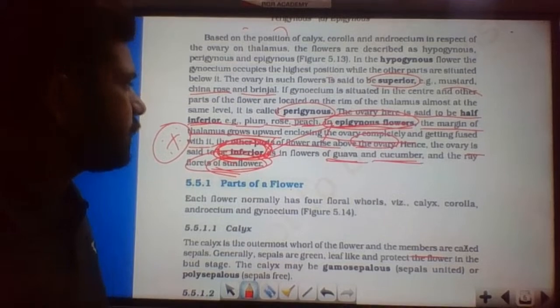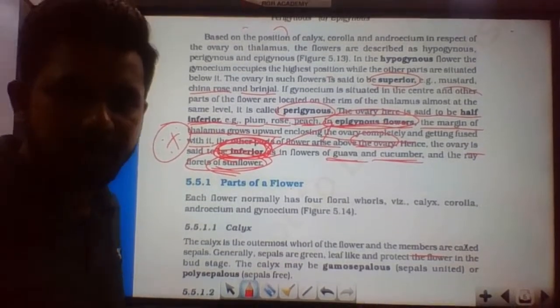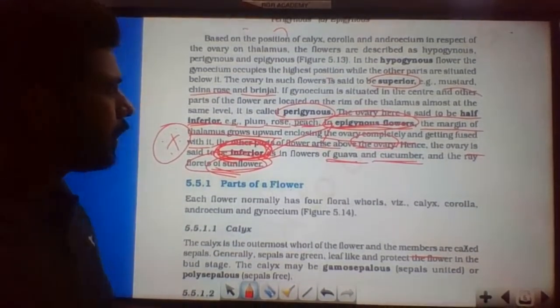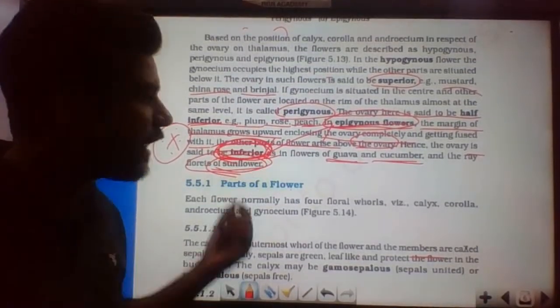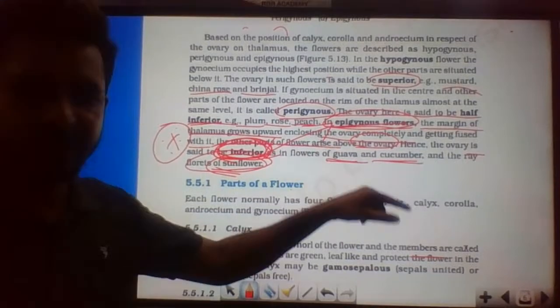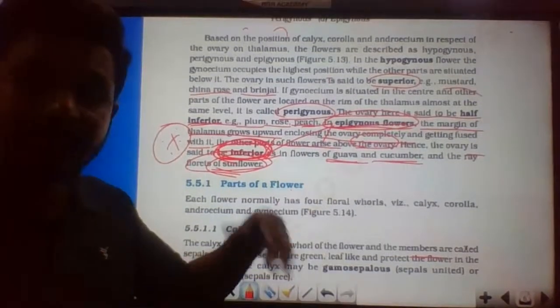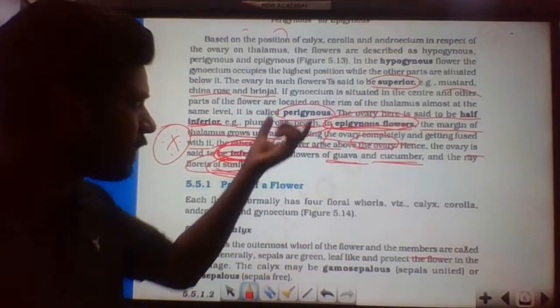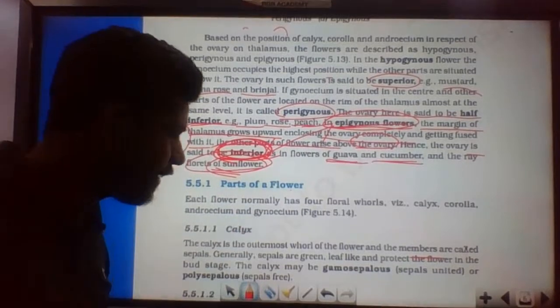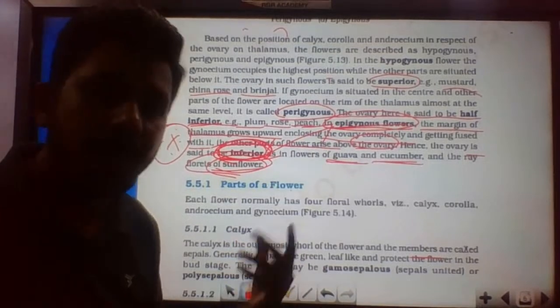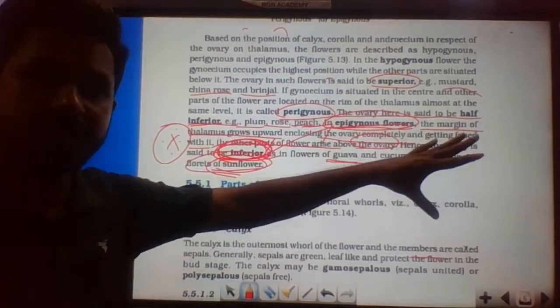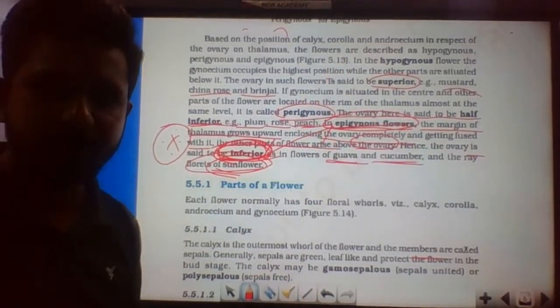Okay, in this segment, think a little about how we can expect questions. Match type of questions can be asked. One column consists of ovary types, and another column consists of examples. At the same time, another chance: one column consists of the flower names, epigynous, perigynous and hypogynous, and another column consists of examples or the different types of ovary. So n number of questions we can expect from here.